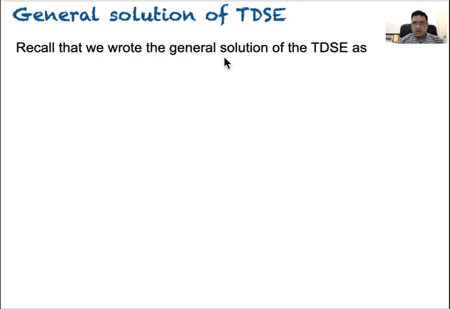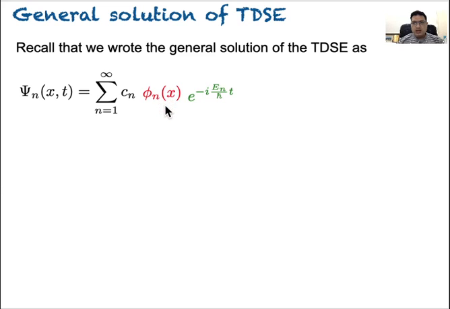the general solution of the time dependent Schrodinger equation is written as psi n of x and t, where the wave function, which is time dependent, is written in terms of Cn times phi n, which is your time independent part, times the time dependent phase part, which is e to the power minus i En t over h cross, and this n goes from 1 to infinity.